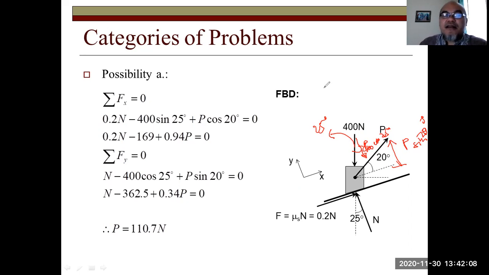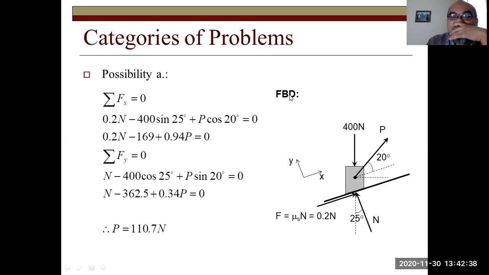So we obtain N minus 400 cosine 25 degrees plus 4 P sine 20 degrees. Okay, so we obtain N minus 362.5 plus 0.34 P equal to 0. So by equating these two equations, we obtain P equals 110.7 Newton. Okay, this is, we assume that it's on the verge of moving downward.